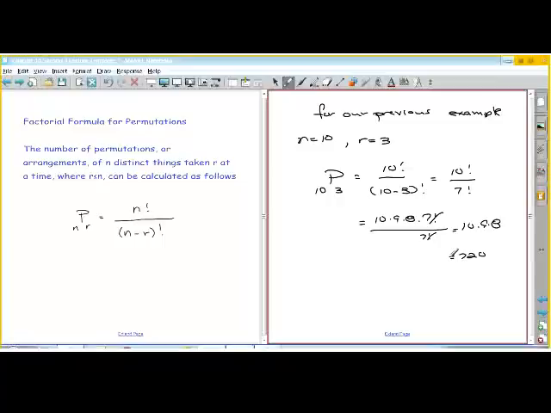The initial way we did it was using the fundamental counting principle. We broke it up into 3 steps. Pick a president, pick a secretary, pick a treasurer. We had 10 choices for president, 9 choices for secretary, 8 choices for treasurer. Or you could do it in this way. You could say, oh, that's because the order matters: president is different than treasurer and different than secretary.